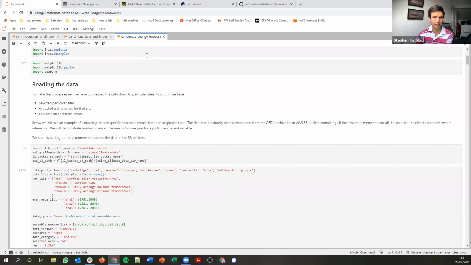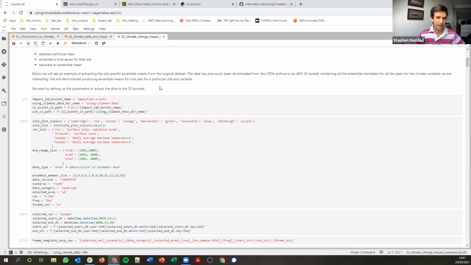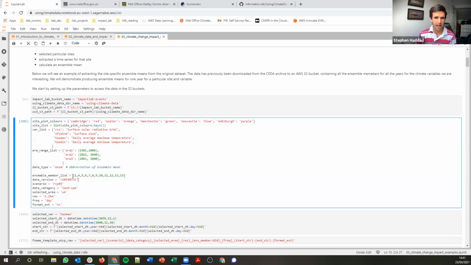So I've downloaded the data from the server onto AWS S3, so it's all ready to go. We're looking at the UKCP dataset, the 2.2 kilometer resolution simulations, the latest version, which was published then. And these are our ensemble members. There's 12 members of our ensemble, looking at different possible future climates.